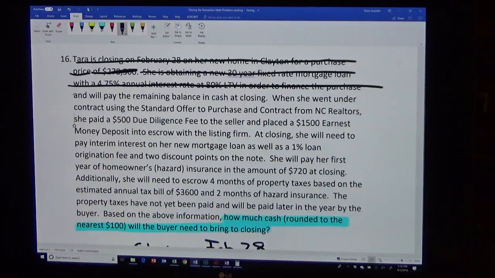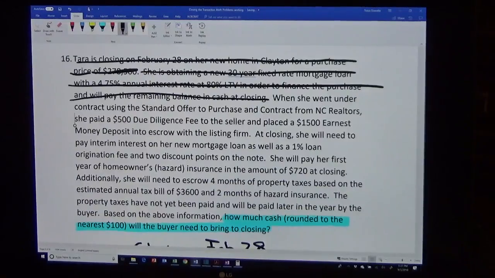And we'll pay the remaining balance in cash at closing. That means absolutely nothing for you. That's the whole point of what we're doing, is trying to calculate how much cash the buyer needs to bring at closing. You don't need to do anything with that statement. That will take care of itself. That's what this is. This is an accounting statement to see how much money that buyer needs to bring in cash at closing.